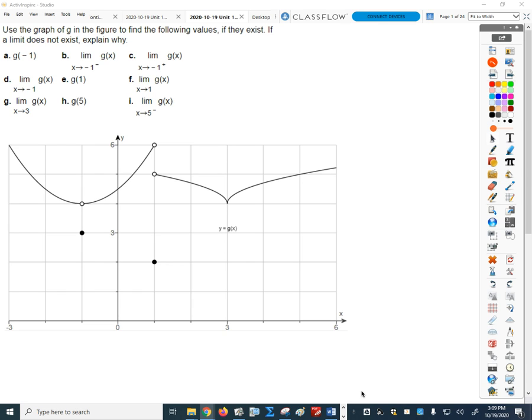Okay, so here's our review of the graphing utility test. This one should go a little quicker. It says use the graph of G to find the following values. So here's our graph of G. Let's look at these one at a time. So what about this first one?